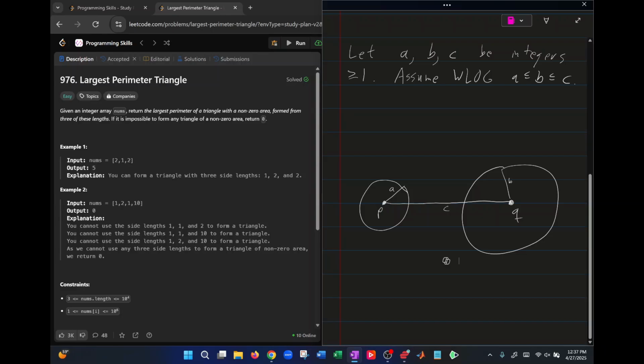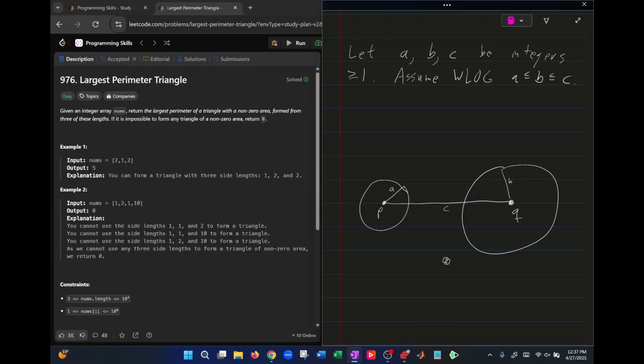And this is just because of the fact that A plus B is strictly less than C. And so there is no point which has both distance A from point P and distance B from point Q, and so you cannot form a triangle.